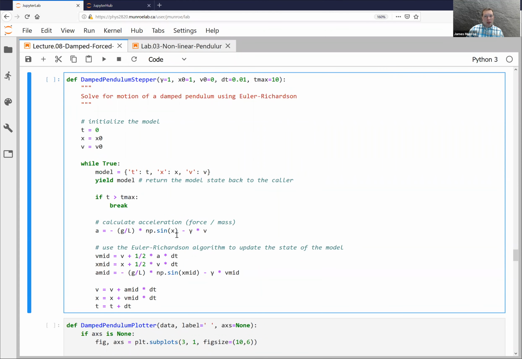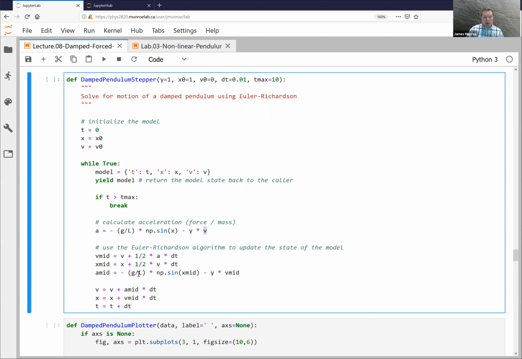Again, the way that Euler-Richardson works is you evaluate the acceleration first at the starting point of an interval, that is the value of x and v at the old value, and then you estimate it again at the midpoint of the interval. So imagine you're going from an old value of x to a new value of x, from the old value of t to the new value of t. v mid, x mid, and a mid are the midpoints halfway through.